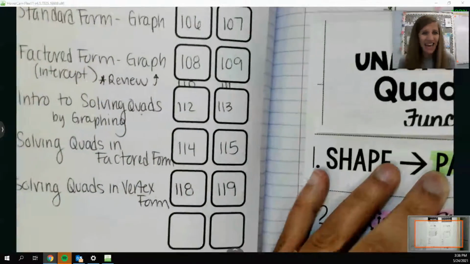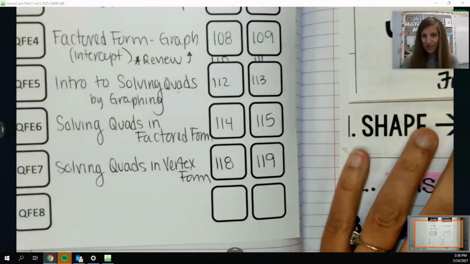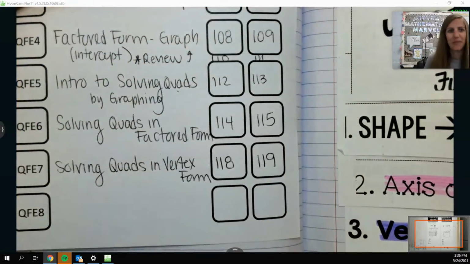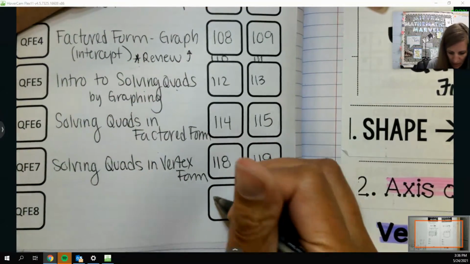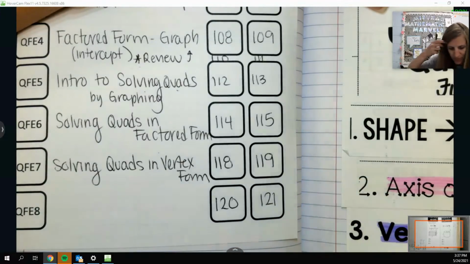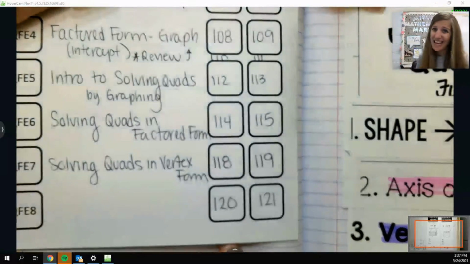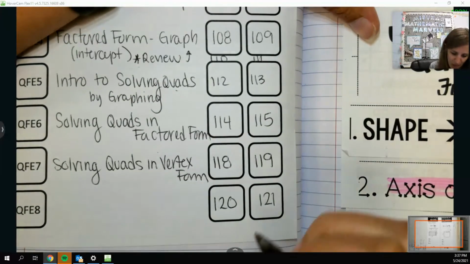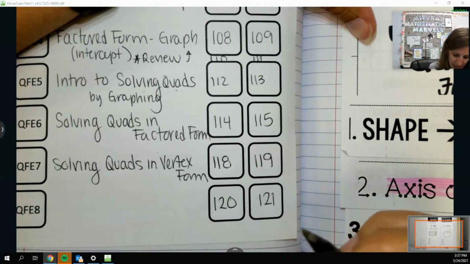Alright, guys, we are going to add to our notebook yet again. We are getting to the end. Hey, that kind of rhymes. So we'll do page 120 and 121. And I know this seems like it's the last one, but there's actually kind of two more after that. So we'll have to add some boxes, but that's okay.